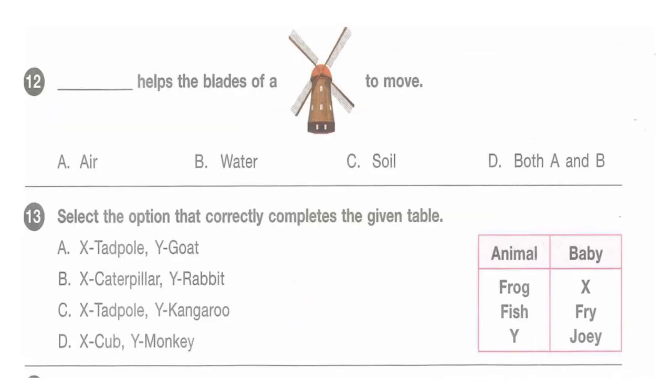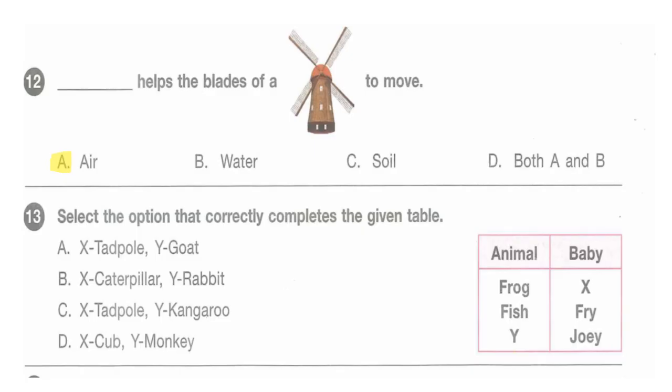Question number 12. Dash helps the blade of a windmill to move. A. Air. B. Water. C. Soil. D. Both A and B. The blade of the windmill moves with the help of air. Hence, the answer is option A, air. Let's move on to the next question.